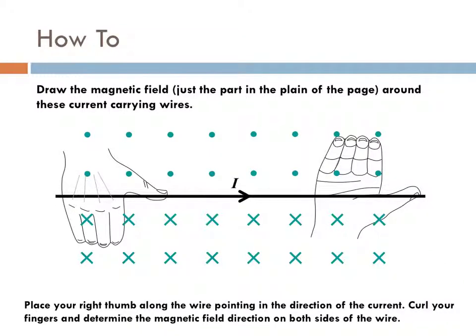So here's an example where you have one wire and you have your thumb going to the right. Again, on one side of the wire, the magnetic field is coming out of the page, curling around. And on the other side of the wire, it's going into the page. Again, you're going to represent it by dots coming out and crosses going in. Going into the page is represented by negative z, and coming out of the page is represented by a positive z.